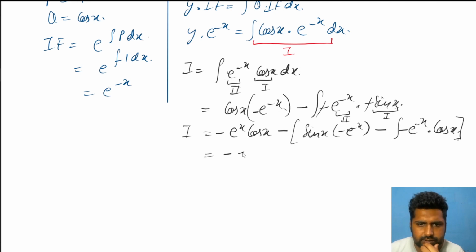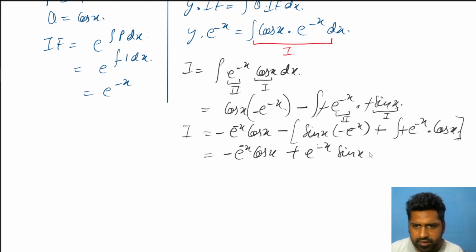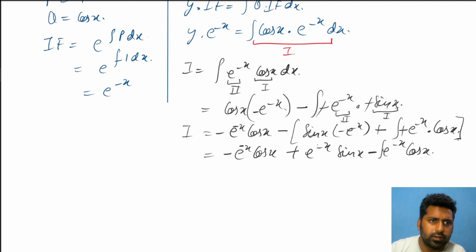Then copy this, minus e raised to power x cos x, change the sign. Multiply this negative, so negative negative becomes positive, e raised to power minus x. It was minus x sin x, and the negative negative will cancel, and the negative outside will make this another negative, integration e raised to power minus x cos x. This is again the same as the question I.